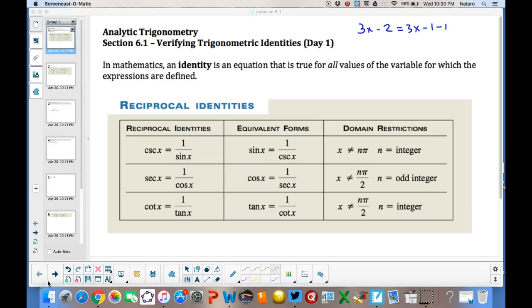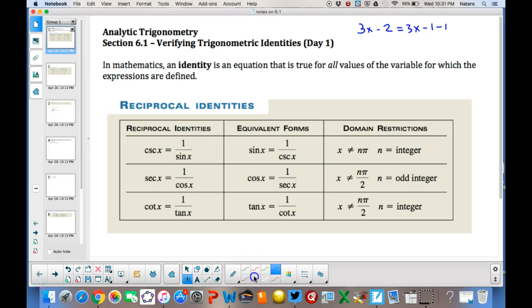Greetings, everyone. In this lesson, we're going to talk about verifying trigonometric identities. But before we talk about verifying trigonometric identities, let's actually talk about what an identity is.